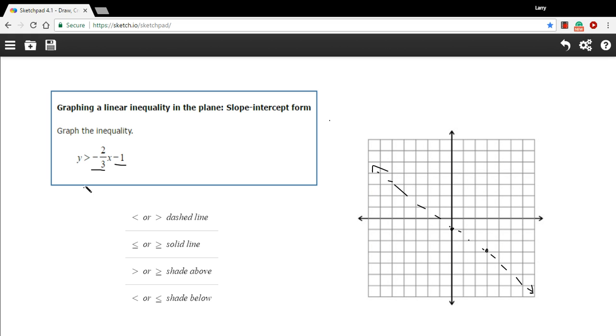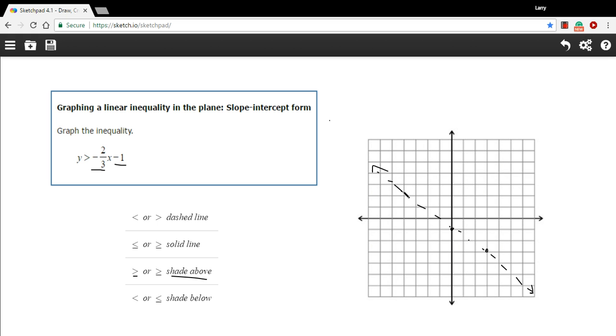Now, because of the inequality, we have to shade one half of this graph, either above or below the line. And that's determined by the inequality. If it's greater than or equal to, you shade above. That's the case for us. We've got a greater than, so we're going to shade above. If it was less than or equal to, you'd shade below.